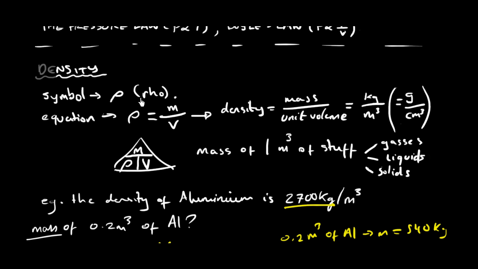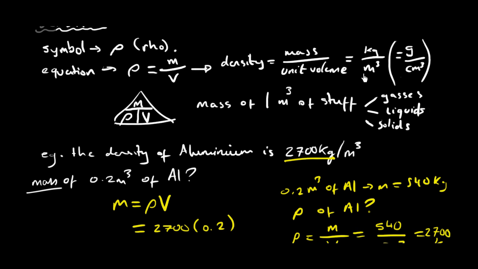We looked at the symbol, which was rho, and we discussed that you can leave density in grams per centimeter cubed or in kilograms per meter cubed, depending on whether the question gives you the numbers in one or the other. The standard one is kilograms per meter cubed, but you find many tables in physics that give you the densities in grams per centimeter cubed, so they're both absolutely fine.